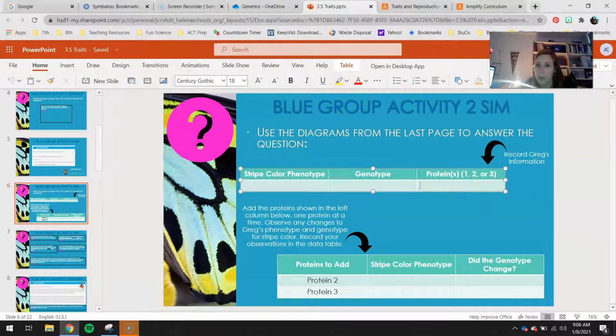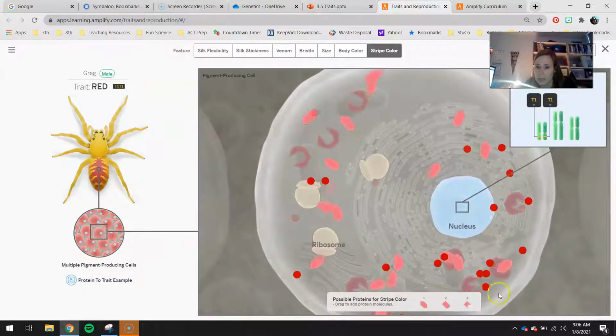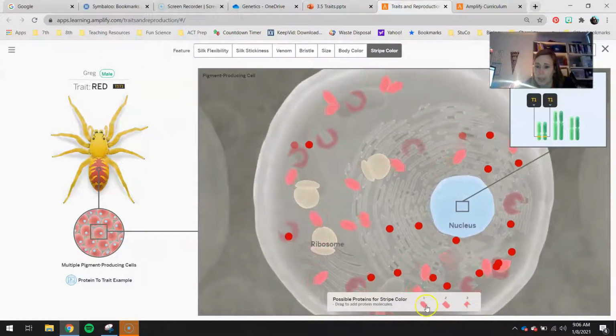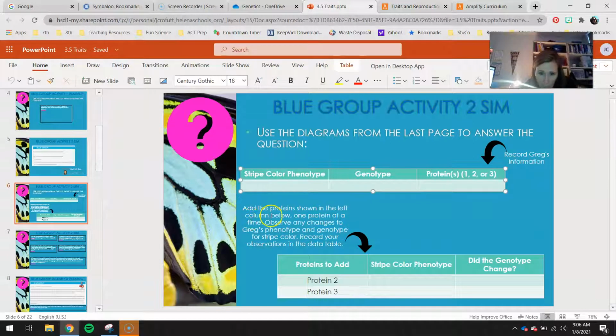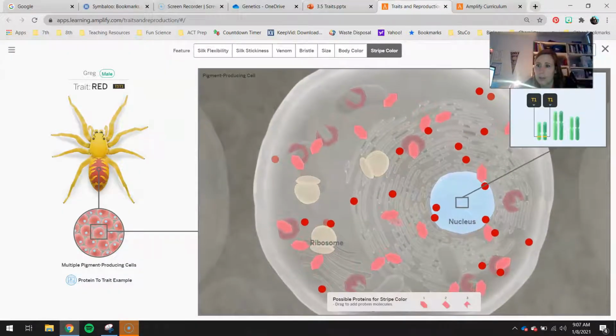Okay, and then proteins. Which proteins did Greg produce? So you guys can use this key right here to tell me whether he has 1, 2, or 3, or a mixture of those. Okay, add the proteins shown in the left column below. So for the first one, you guys are going to add protein 2, and then you'll reset it. And for the second one, you'll add protein 3, and you'll reset it. What you're going to tell me then is, was there a change in Greg's stripe color phenotype or his physical appearance? And then did his genotype change? So let's go ahead and take a look at that.